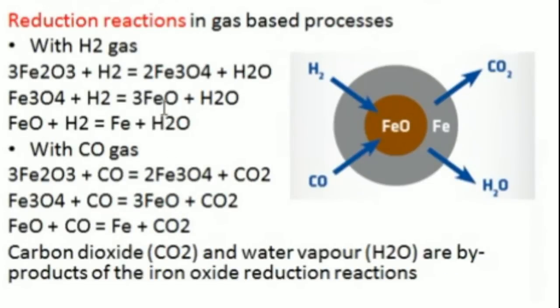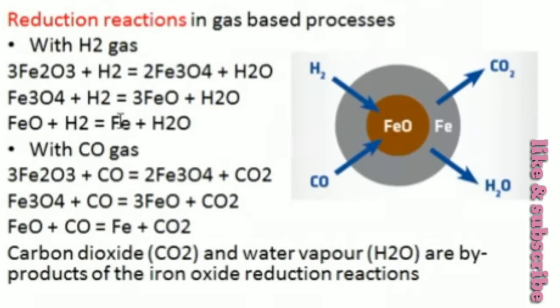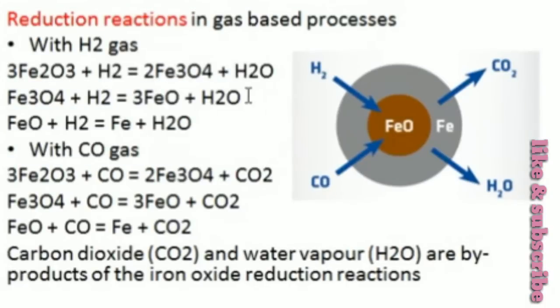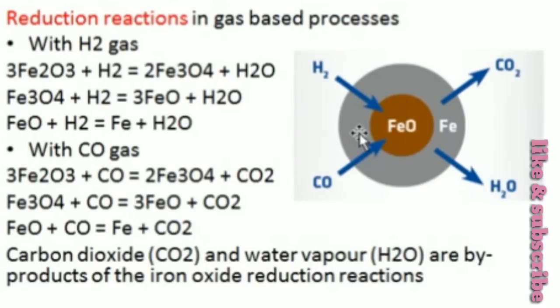These are the reactions in a vertical shaft furnace, where the reduction takes place with hydrogen and carbon monoxide. When it takes place with hydrogen, the byproduct is water vapor, and when it takes place with CO, the byproduct is CO2, and this figure shows the reaction taking place.